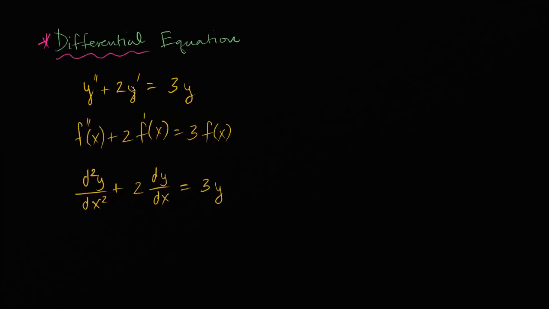All three of these equations are really representing the same thing. They're saying, okay, can I find functions where the second derivative of the function plus 2 times the first derivative of the function is equal to 3 times the function itself? So just to be clear, these are all essentially saying the same thing.